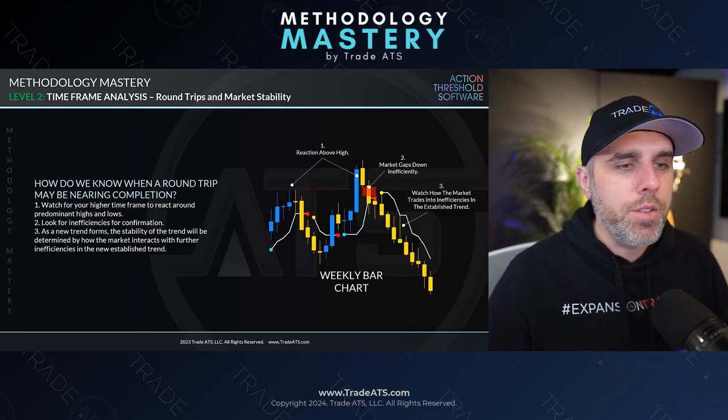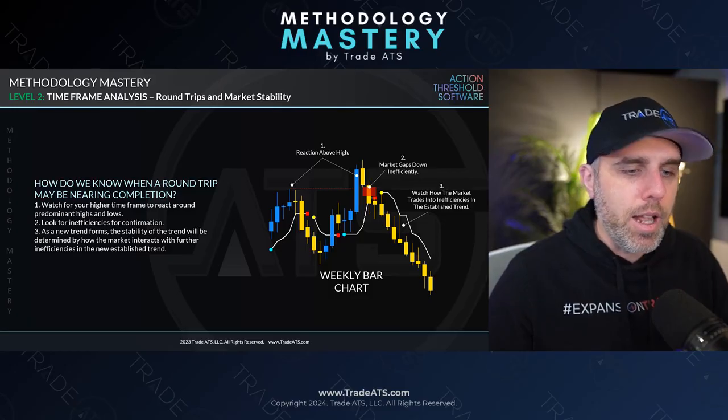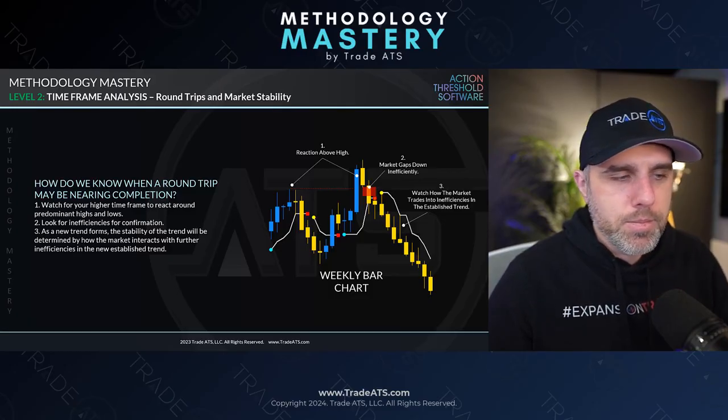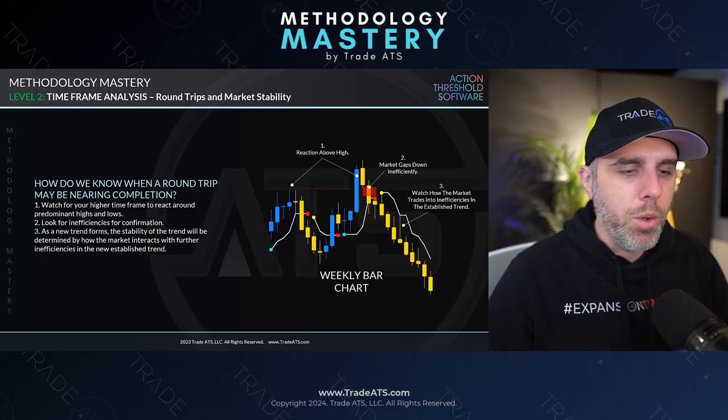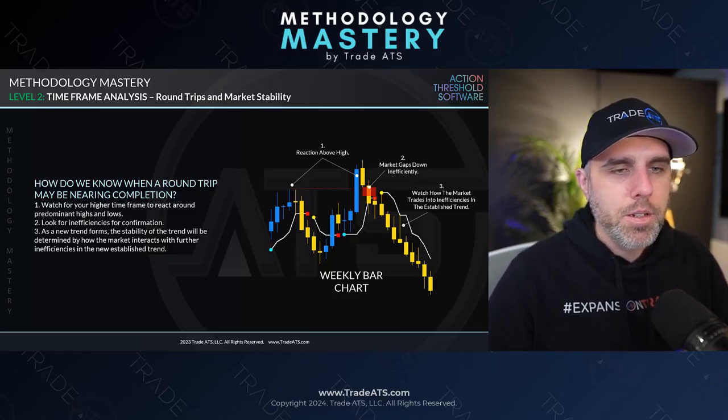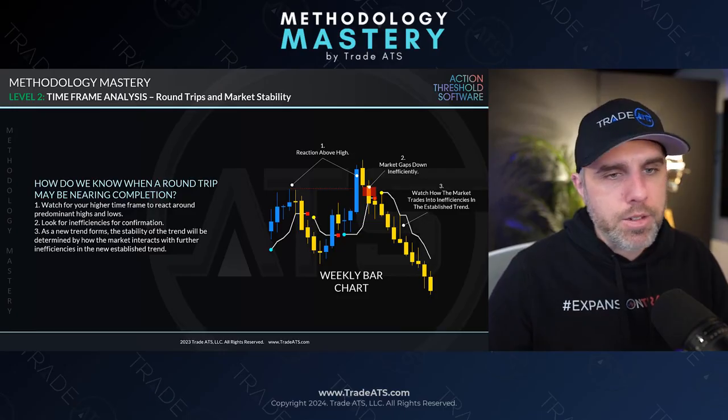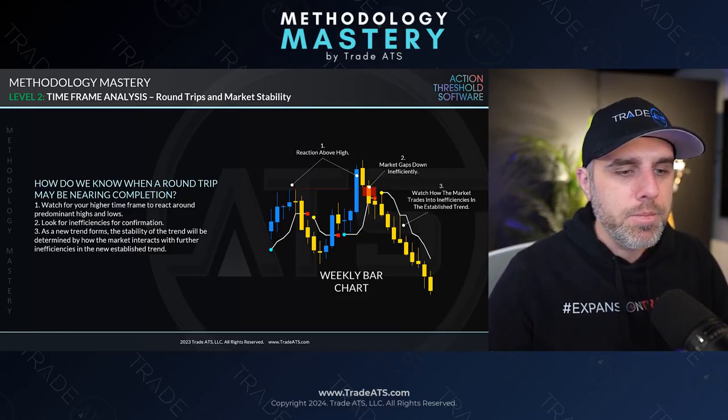So that's kind of the 3-step criteria for understanding a higher time frame reversal. Watch the highs and lows. Watch for a turn on those first, a reaction. Watch for a resulting inefficiency, which confirms that they definitely changed their mind, and then trade in that. Everyone with me on that? Make sense? Cool. Is it always perfectly straightforward?